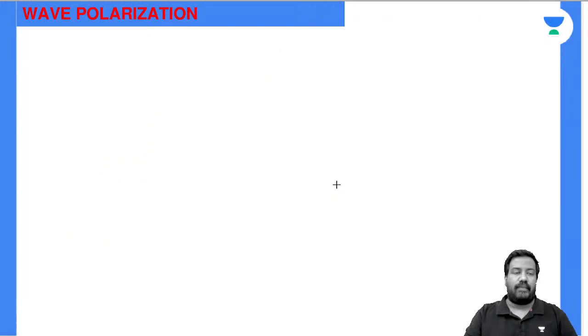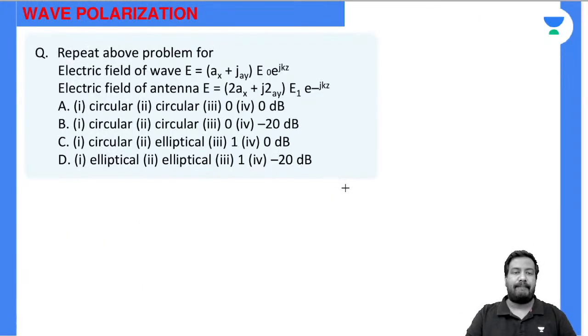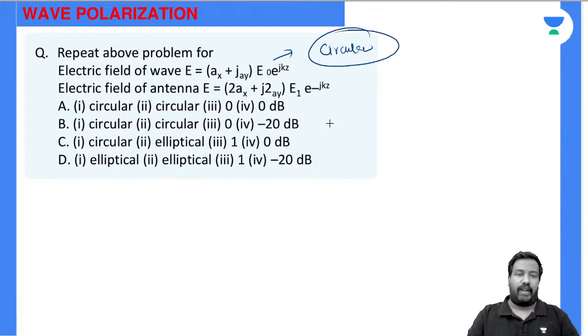One more problem, and we'll end the class today. Repeat the above problem. Electric field given as ax plus jay, E naught e power jkz. Equal amplitude, out of phase by 90. Circular polarization for the wave. Antenna: equal amplitude, out of phase by 90. Circular polarization. Both are circular.